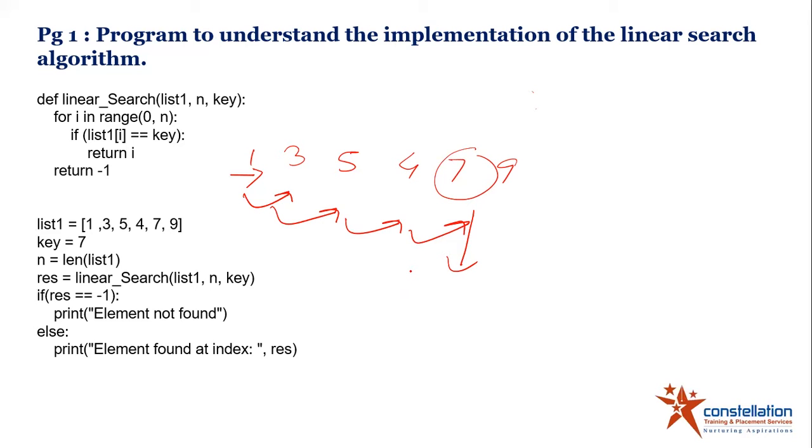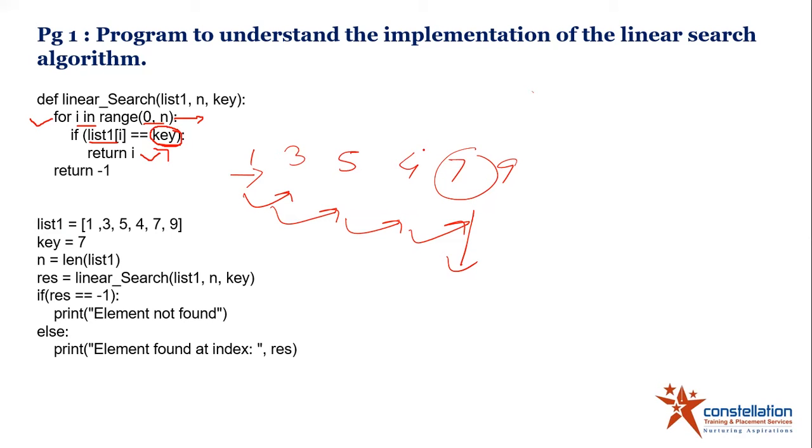You just run a loop and inside the loop, you run a statement. As you can see over here, we are running a loop for i in range 0 comma n, where n is the size of the list. And then if list1[i] is equal to key, where key is the element which you are supposed to find, the moment you get it, you return that i, and that's it. That's the only thing you have to do in linear search, okay?